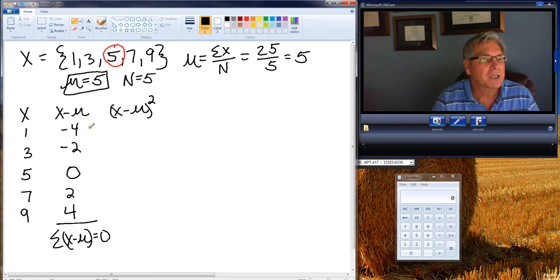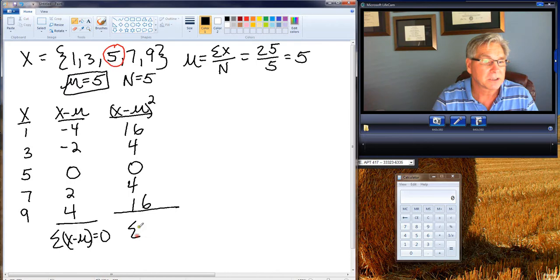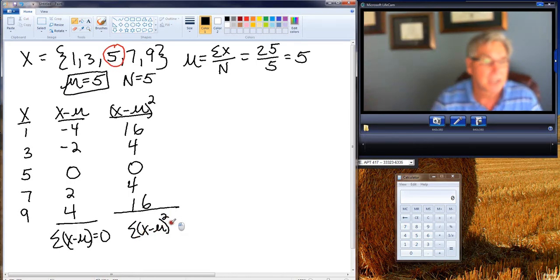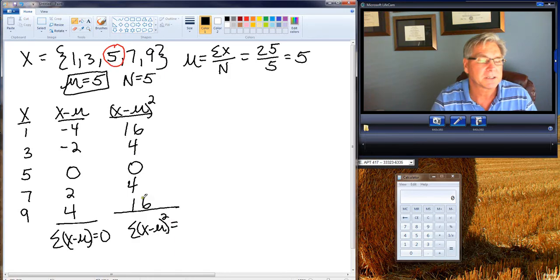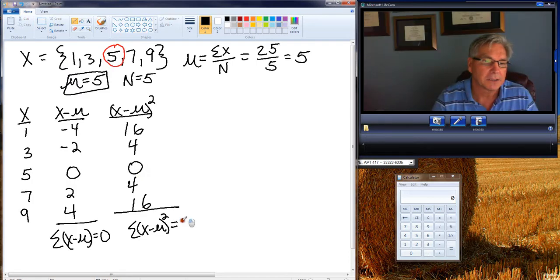Okay. So now we're going to square each one of these because that's exactly what x minus mu squared is. Negative 4 squared is 16. Negative 2 squared is 4. 0 squared is 0. 2 squared is 4. And 4 times 4 is 16. Now I'm going to take the sum of the squares of those differences. We can see that 16 and 16 is 32, and 4 and 4 is 8, 32 and 8 is 40. So that adds up to 40.